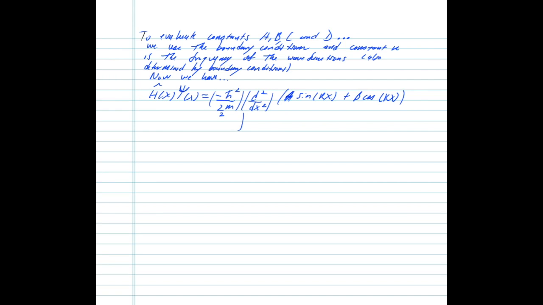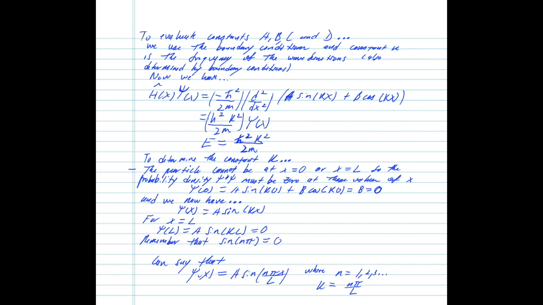Okay, now at x is equal to L, we have psi of L is equal to a times sine kL, which is equal to 0. And we remember that if we have sine of n, where n is a whole number, like 1, 2, or 3, and then we multiply that by pi, so n pi, if we plug that into sine, that's equal to 0. So we can say that psi of x is equal to a times sine n pi x over L, where we have that k is equal to n pi over L.